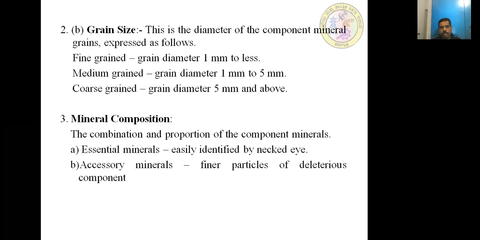So next come to mineral composition, the combination and proportion of the component minerals. First one is essential mineral. Essential mineral means the mineral which is present dominantly. That is called essential minerals. So we can easily identify them by naked eye. Next one is accessory minerals. Accessory minerals are the minerals which are present in lesser quantity, that is, fine particles of the deleterious component.